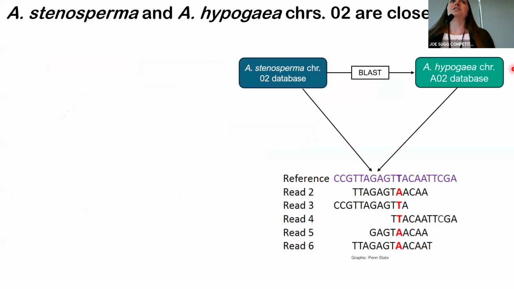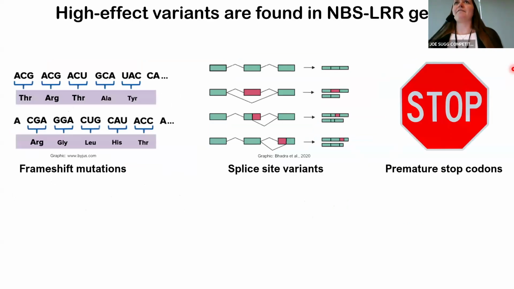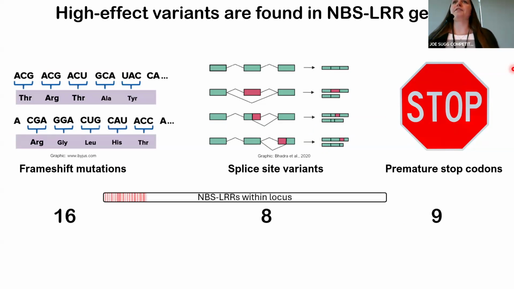So then I moved on to more of a sequence level comparison, looking for SNPs and especially for high effect variants in these SNPs. The high effect variants that I was looking for include frameshift mutations, splice site variants, and premature stop codons. When I filtered these to only those that occur within NBS-LRR sequences within our resistance locus on chromosome 2, you can see the numbers that I found of each.